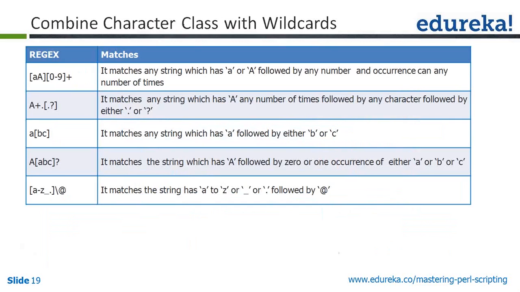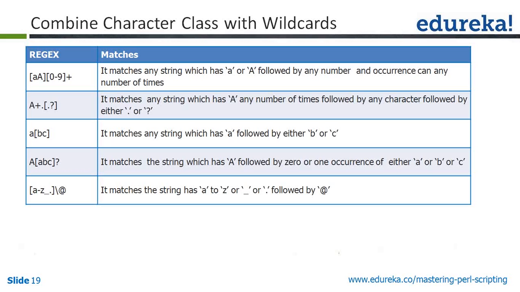A few more examples. We say either capital A, which is 0 to 9, followed by any character. We say a number of occurrences followed by any character followed by dot or question mark. Inside that we have dot question mark, so it represents the same. It is not a wildcard character here. If you put anything inside your square brackets, it matches for exactly that particular character. We say A followed by either B or C. We say capital A followed by either A, B, or C, 0 or 1 occurrences. We say A to Z underscore dot followed by either of it.